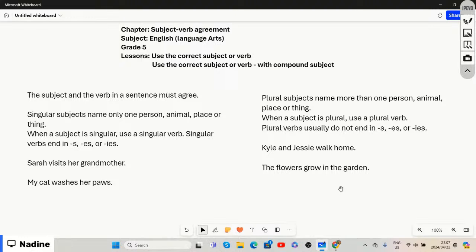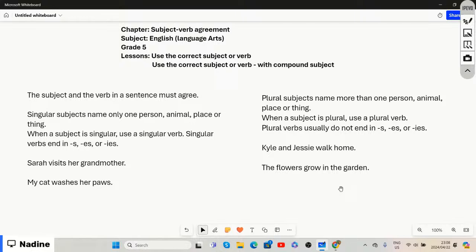All right. So when your subject and your verb agree, that is where we have our singular subject, and then we also have our plural subject. A singular subject refers to where we are naming only one person, one animal, or one place or thing. And a plural subject means where we are referring to more than one person, animal, place, or thing.